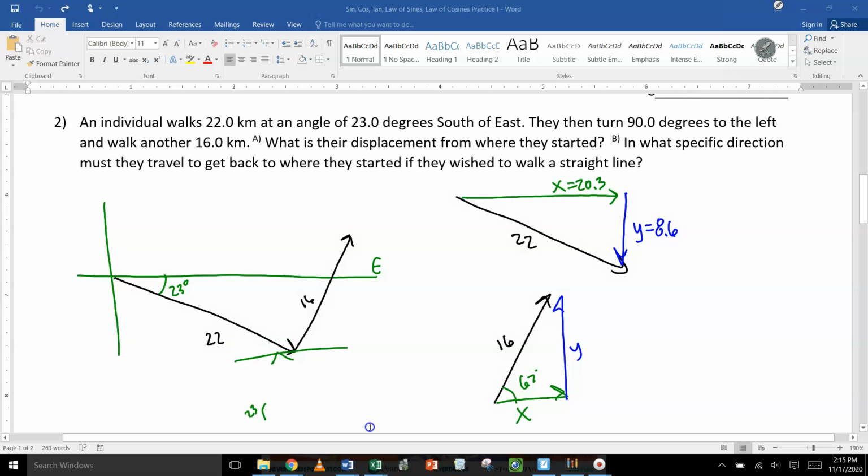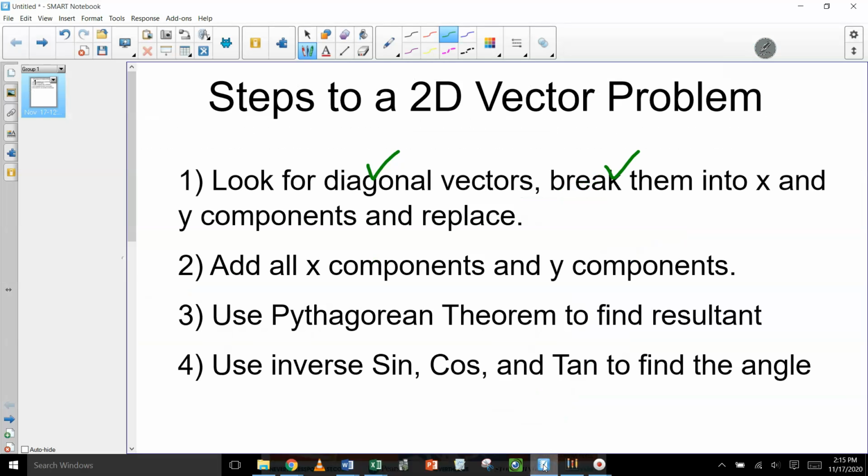I'm going to try to keep myself a little bit neat, because this problem is pretty complex. So using sine and cosine, I get 14.7 over here, and I get 6.3 here. So I've just broken down into our x and y components, and now it says replace.